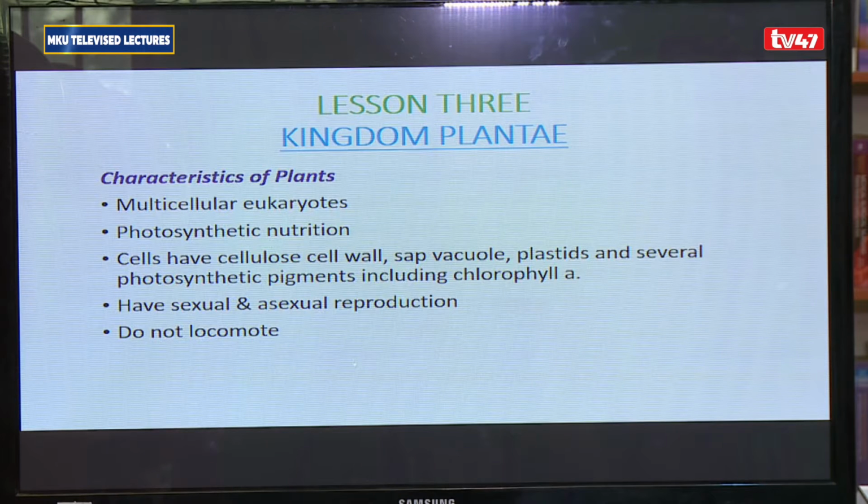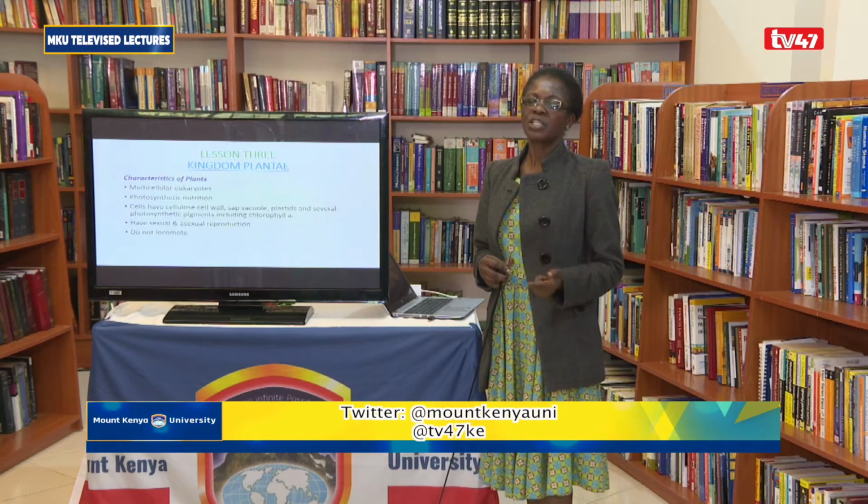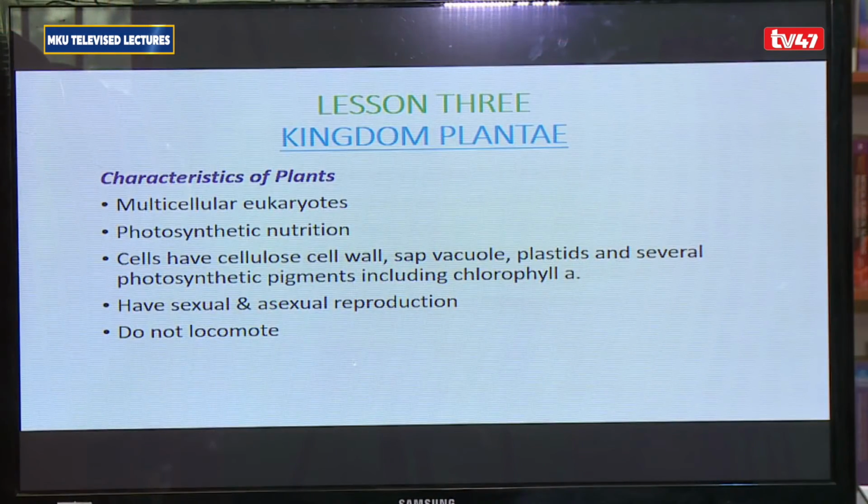Plants have autotrophic nutrition, meaning the plants make their own food, and they make their own food by the process of photosynthesis. The reproduction in plants can either be sexual or asexual. It can be sexual, where they produce gametes, so we talk about the ovules and the pollen grains, which will undergo fertilization to produce a new plant. They also have asexual reproduction, and there are different forms of asexual reproduction. We have budding, fragmentation, and vegetative propagation as examples of asexual reproduction in plants. Plants do not locomote. Plants cannot move from one point to the other.